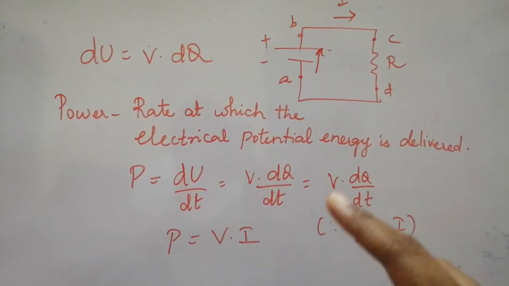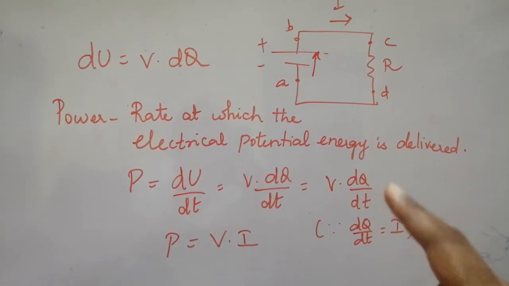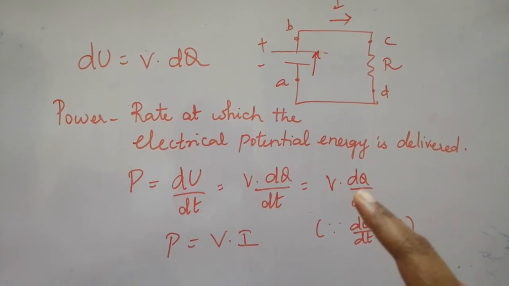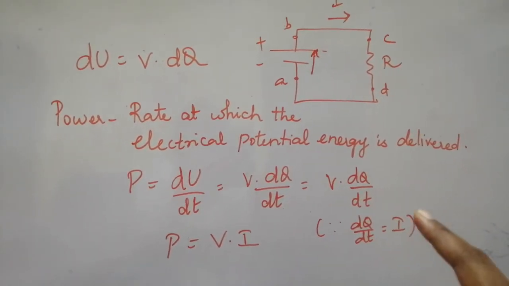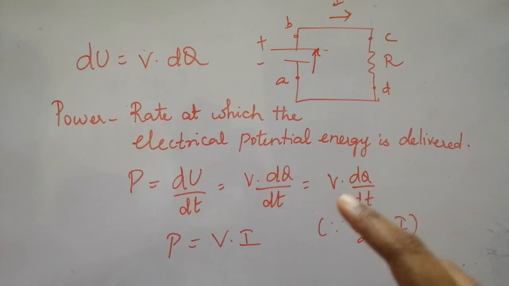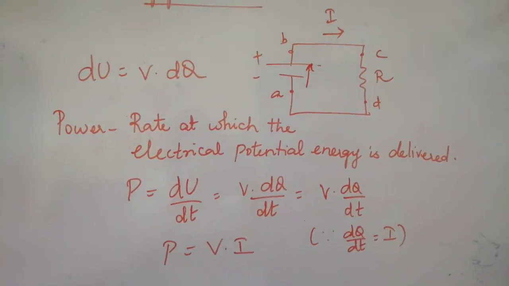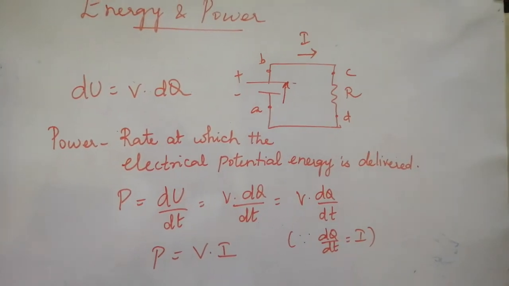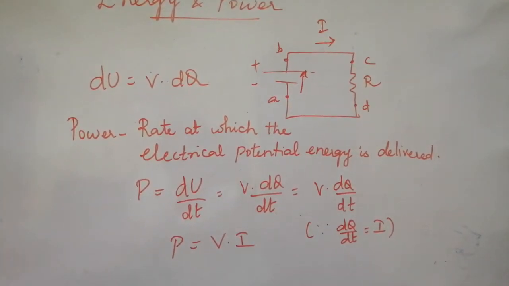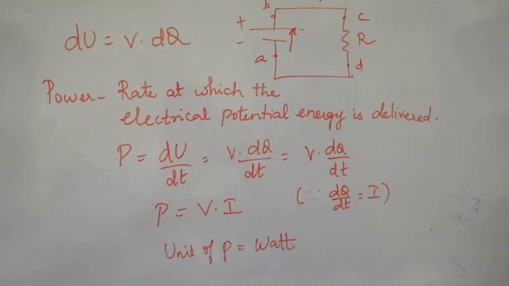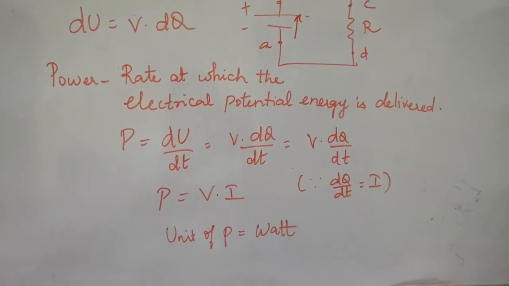We know that the rate of flow of charge, dq by dt, is I. So instead of dq by dt, I am replacing it with I. So power P is equal to V into I. This is your formula for power. Power P is equal to V into I, and the SI unit of power P is watt, W.